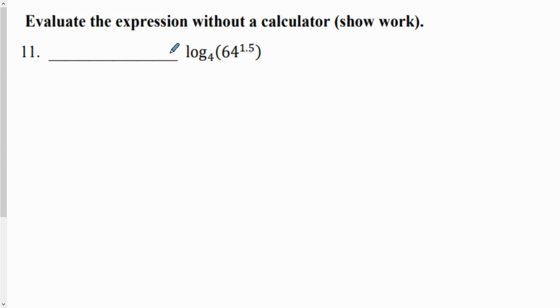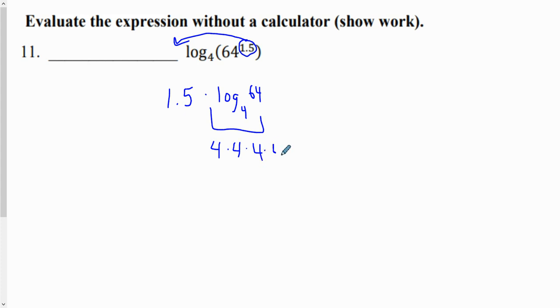Last question is evaluate the expression without a calculator, show your work. And so the first thing we want to do is take this 1.5 and move it to the front, because that's what we can do when we have exponents. So 1.5 times log base 4 of 64. And log base 4 of 64 is something we can do by hand. It's basically saying 4 times itself, how many times gets a 64. So write out however many you want to write out. We got 4 times 4 is 16. 16 times 4 is 64.